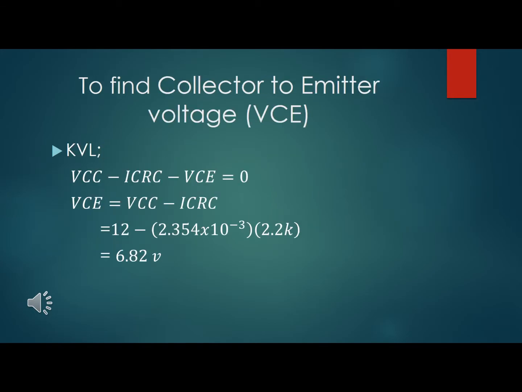Next is to find collector to emitter voltage, VCE. By using KVL, we can get the equation of VCC minus ICRC minus VCE equal to 0. From the equation, we get VCE equal to VCC minus ICRC. Substitute the value of VCC, which is 12, minus ICRC, which is 2.354 times 10 negative 3 times 2.2 kilo ohm. We can get 6.82 volt for VCE.